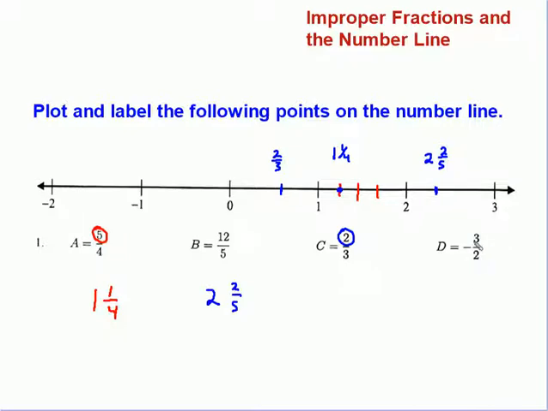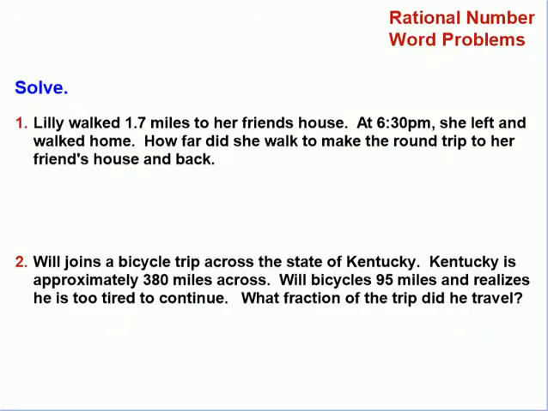And then last, we have negative 3/2. Negative 3 over 2. Once again, it's an improper fraction. The bigger number is on top, so we'll divide 3 by 2, and we get 1 and 1/2. But we can't forget that it is negative. So this time, we're going to go to the left of the 0. We'll go to negative 1 and then 1/2. Negative 1 and 1/2.